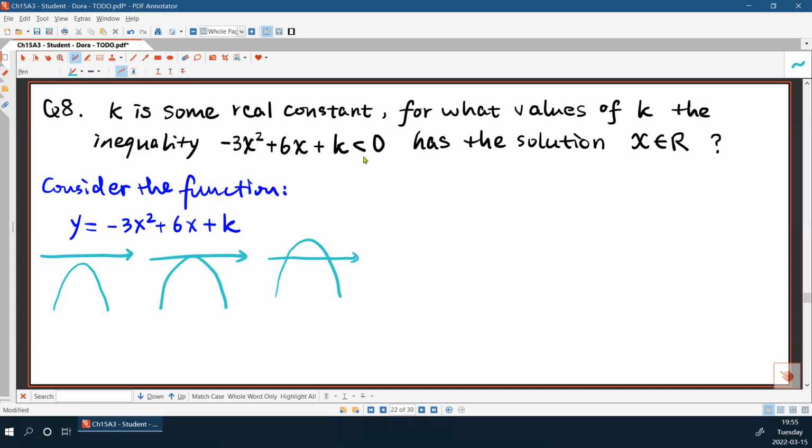And the question states that any real number can make this function less than 0. That means no matter what x is, this function is always less than 0, right? So that corresponds to the first case, right? In the first case, as you can see here, no matter what x is, this curve is always under the x-axis. That means no matter what x is, the function is always less than 0, right? You understand? Can you follow me?